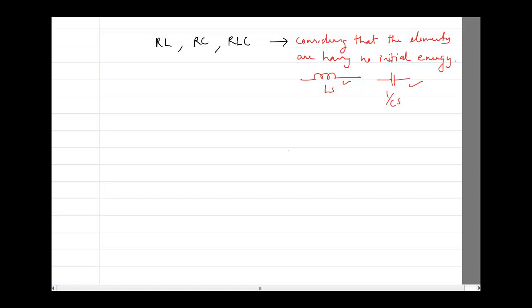So RLC circuit analysis for unit step, impulse and sinusoidal is solved. Thank you.